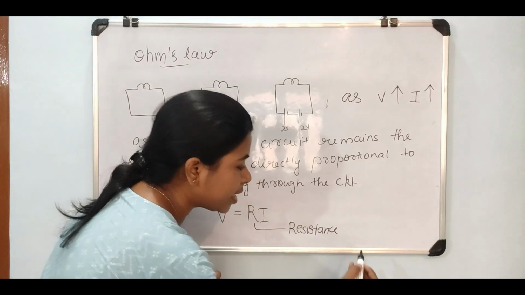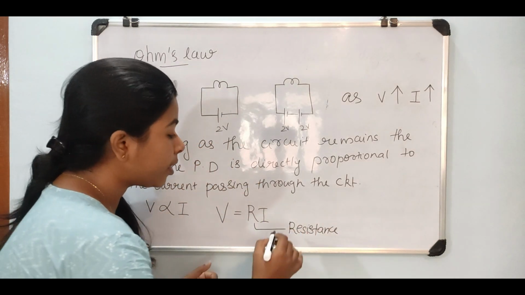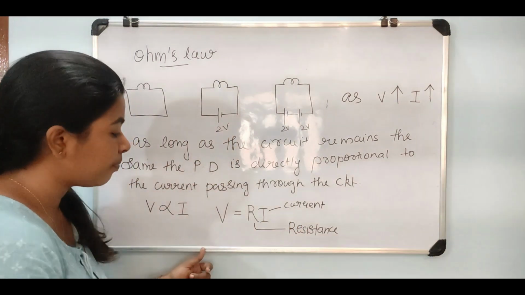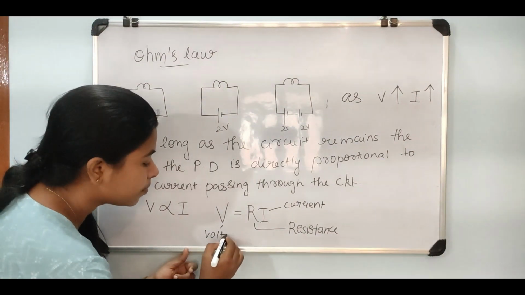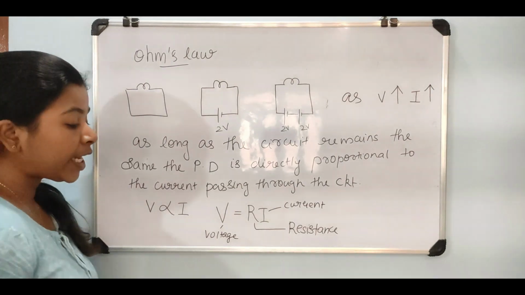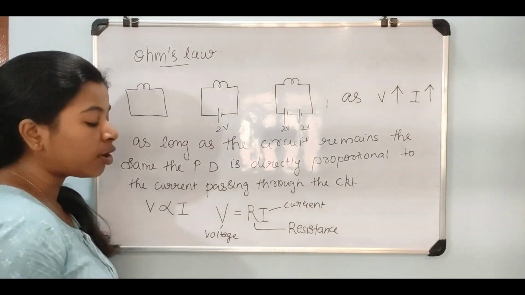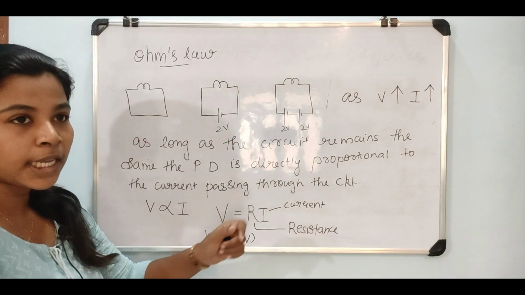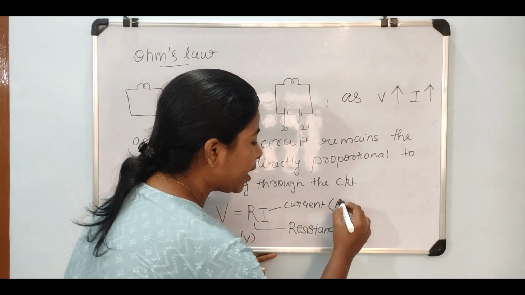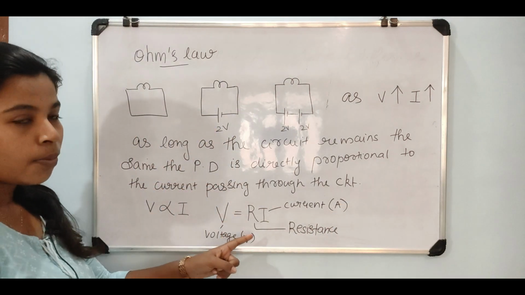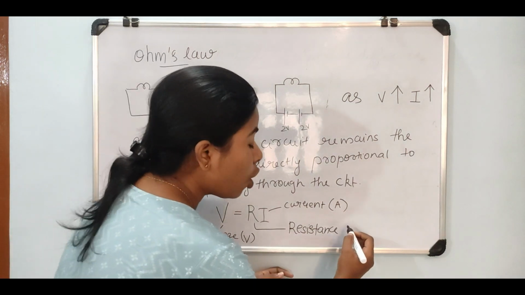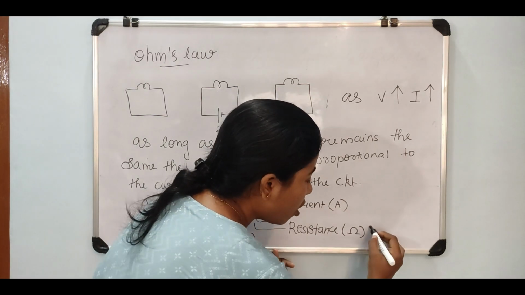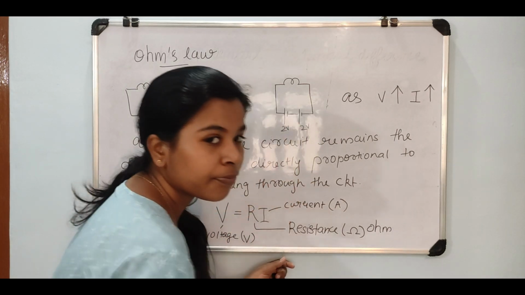I will explain what resistance is. And I is what? Current. And what is V? Voltage. Now tell me the units. What is the SI unit of voltage? It is volt, represented by V. What is the SI unit of current? It is ampere, represented by A. What is the SI unit for resistance? It is ohm, O-H-M, represented by the symbol Ω. Followed.